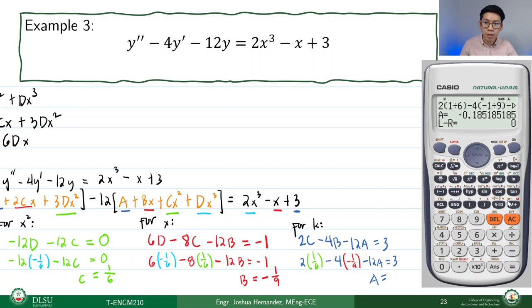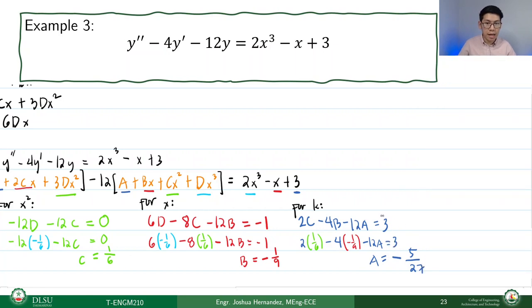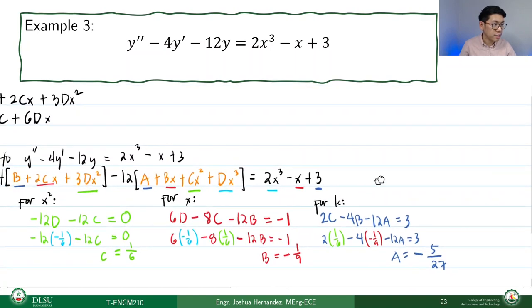A will give you a decimal value. Again, if you want a fractional expression, kung meron man, then A would be equal to negative 5 over 27. So, kung susumahin, at titignan natin yung mga values na nakuha natin.